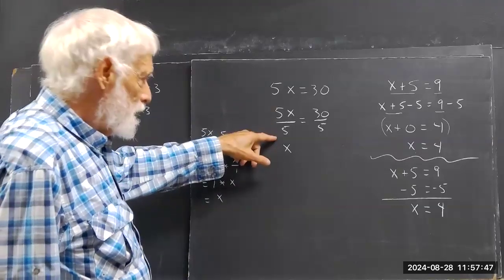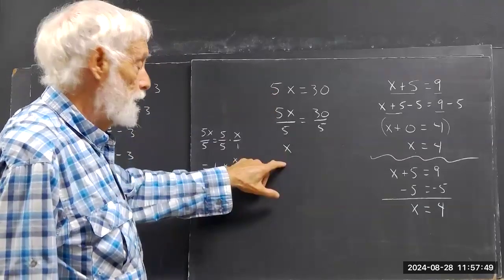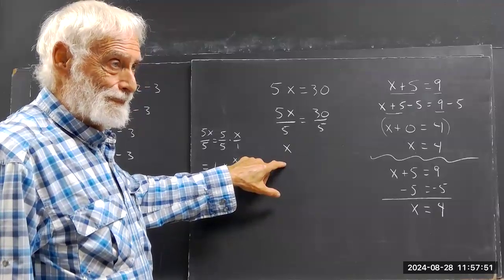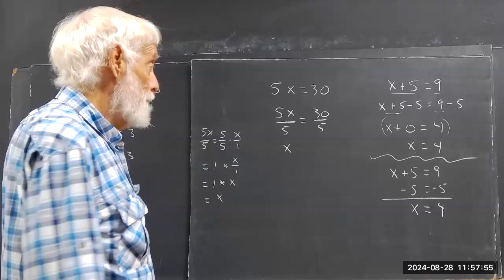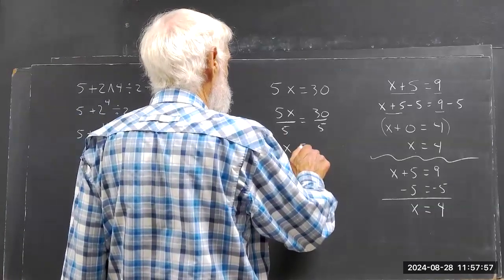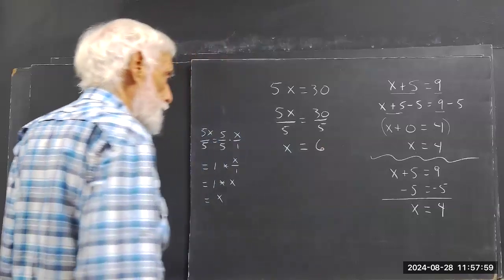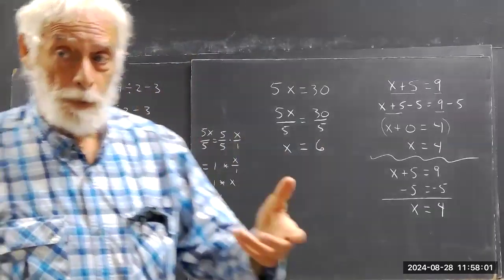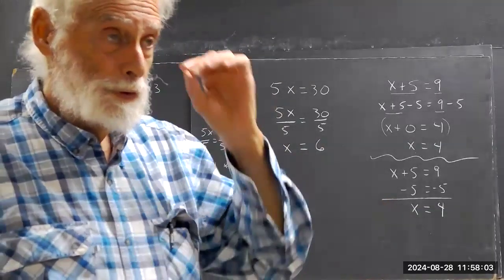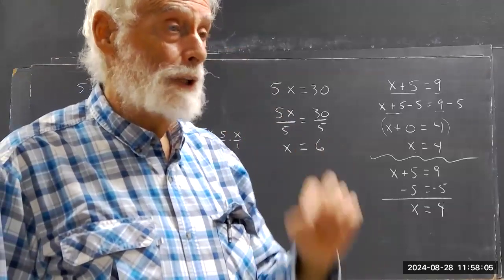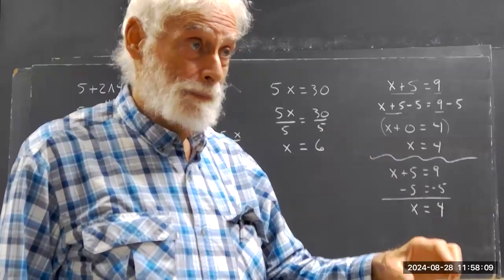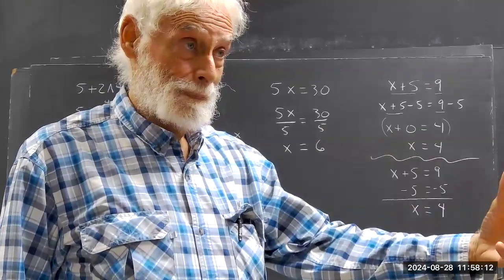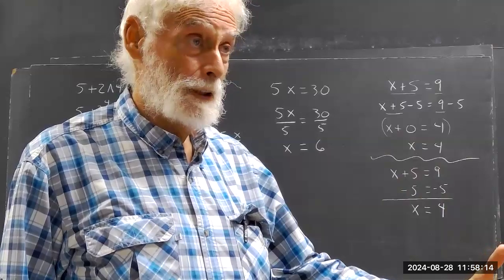And technically you really ought to be able to explain why this equals this without saying, oh, those 5's cancel. Anyhow, 30 over 5 is 6. Now, at this point, we start checking. The check is always part of your solution. And when you write out your homework, I want to see checks on the equations.